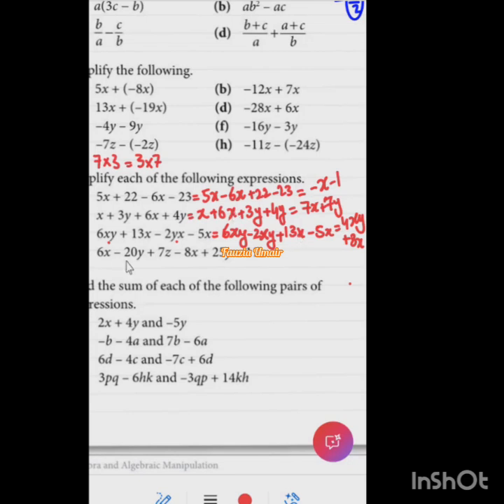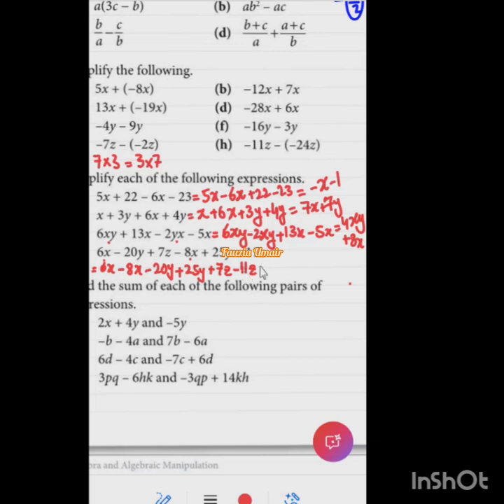So now the last part, how many terms are there? 6 terms. And which are the like terms? Ma'am, 6x minus 8x. That's right. And minus 20y and plus 25y. And then plus 7z minus 11z. Very good. That's right.